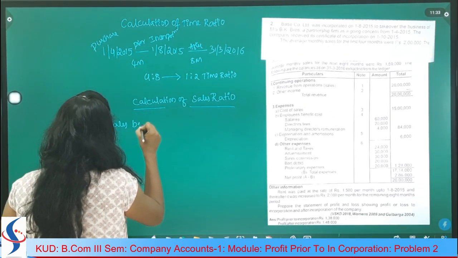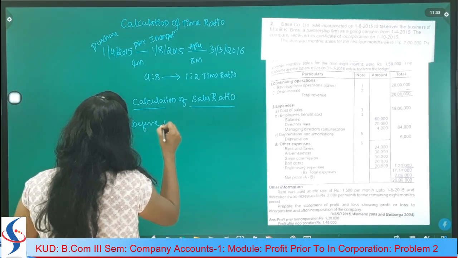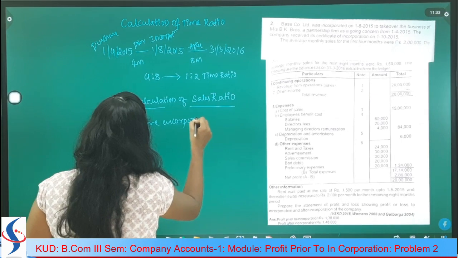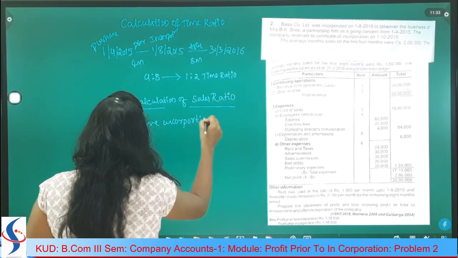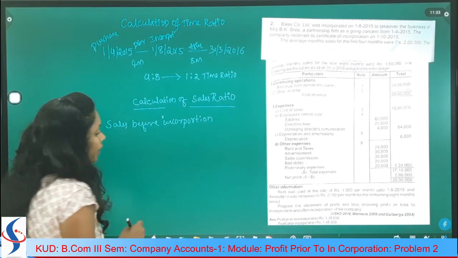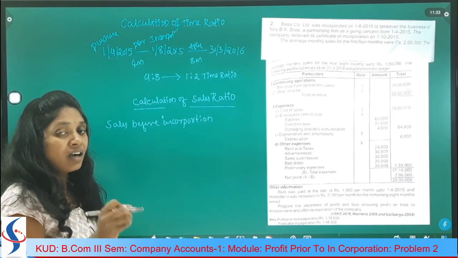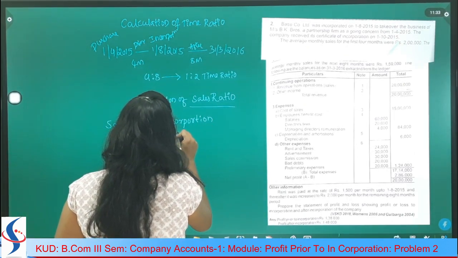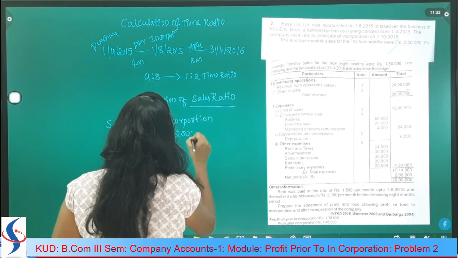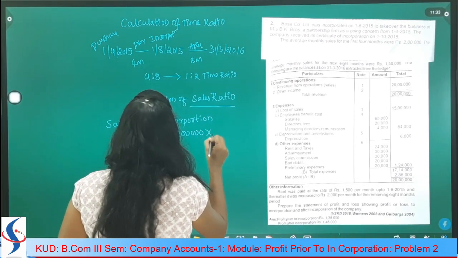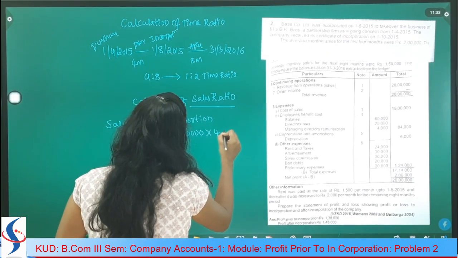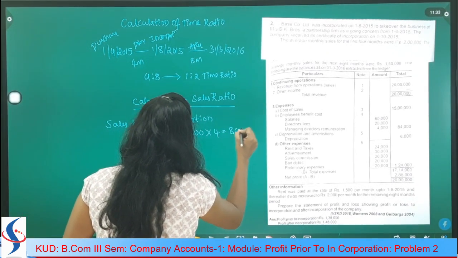Sales before incorporation. They have not given here total sales for the incorporation period. They have given before incorporation how much sales the business earned per month, and it is 2 lakh rupees per month, right? Into how many prior months we have? 4. Then this will be 8 lakh.